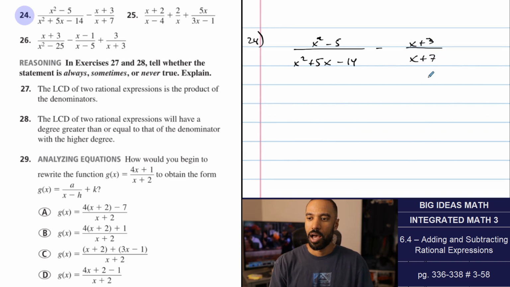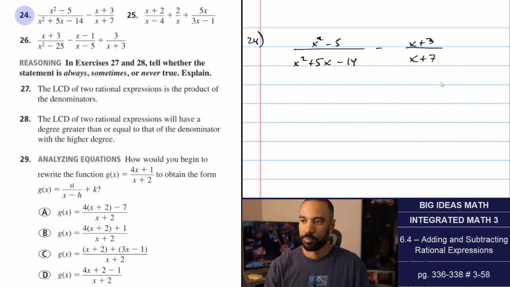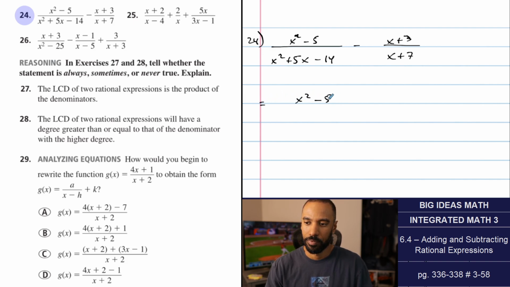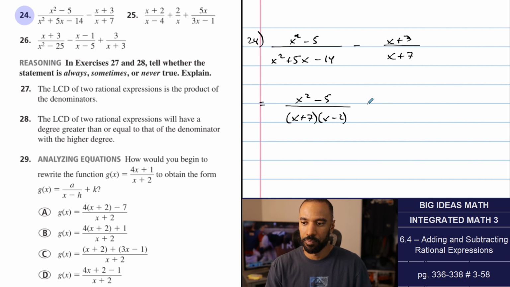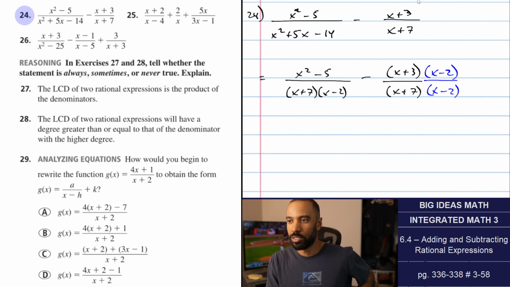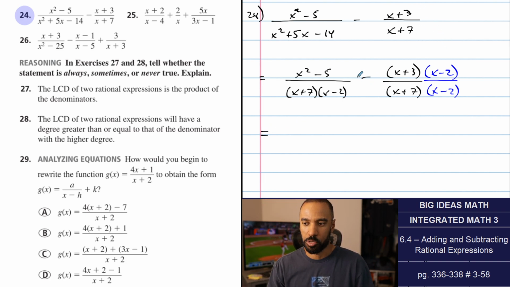On the left side, we have a factorization that is x plus 7 times x minus 2. This also shares said x plus 7. Let's write in parentheses right now because we're about to multiply these by some additional x minus 2's. This gets our common denominator going. The real struggle part about this problem, though, is the subtraction.